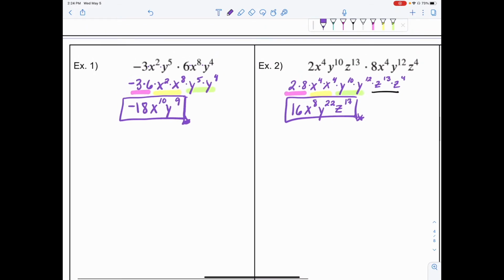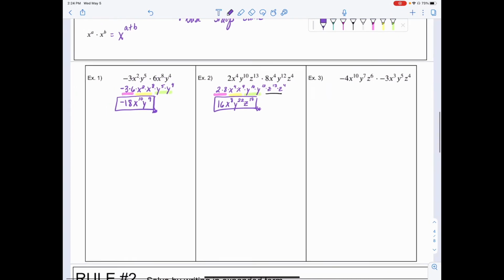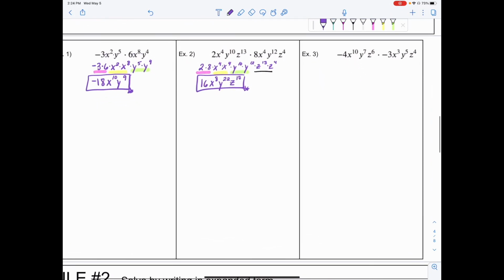So pause the video and take a look at number 3. Give it a try, and when you've finished, you can hit play and check your answer. Okay, so if we rearrange this, we have -4 times -3 times x to the 10th times x to the 3rd times y to the 7th times y to the 5th times z to the 6th times z to the 4th.